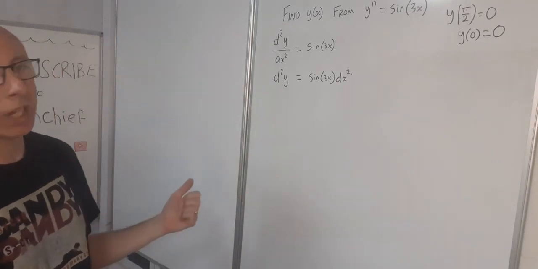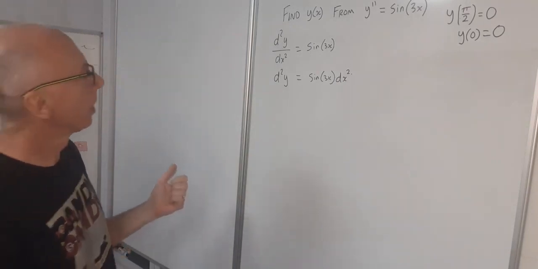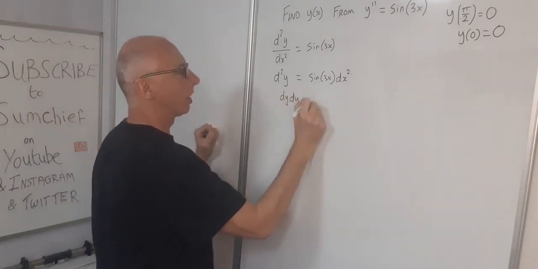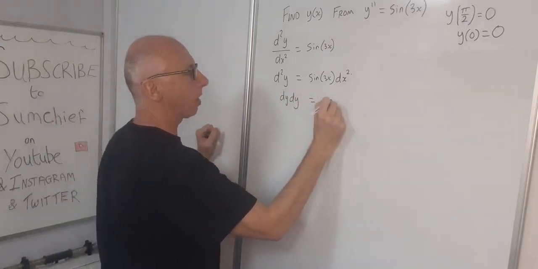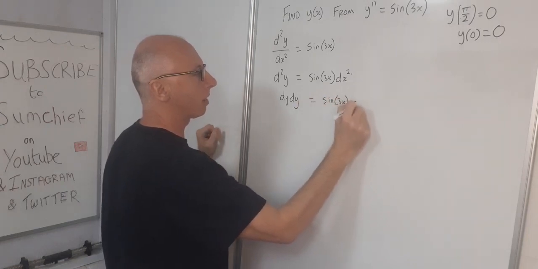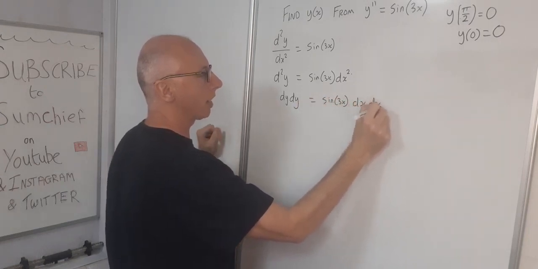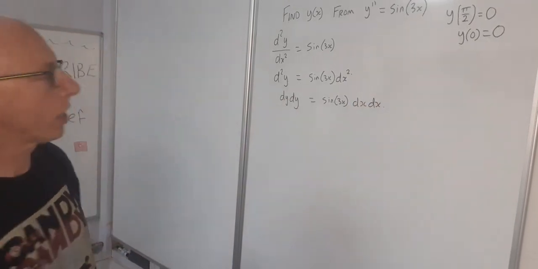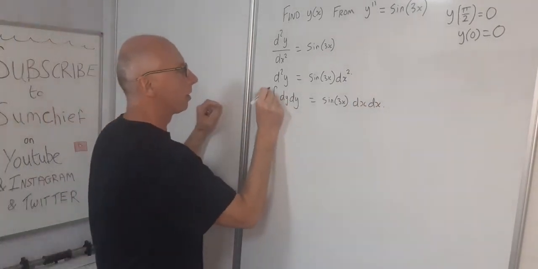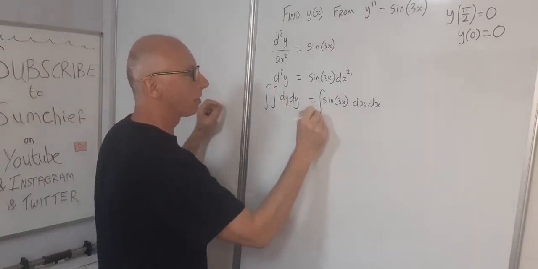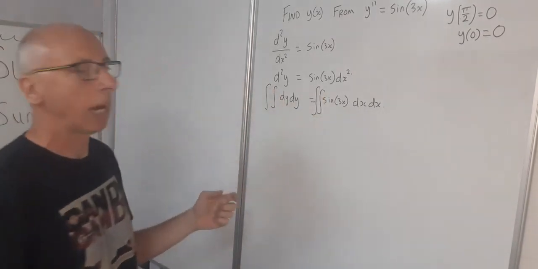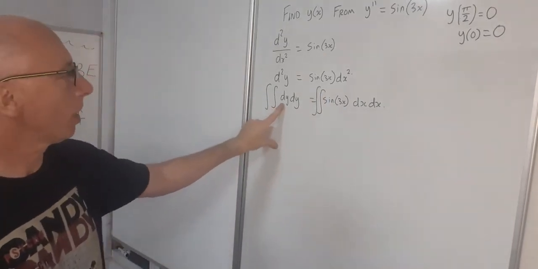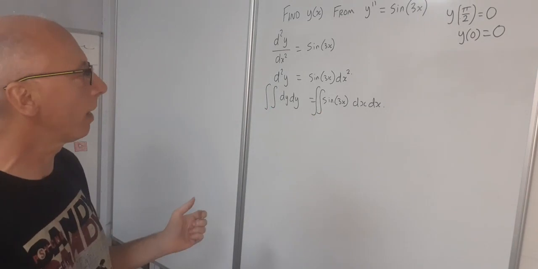Now if you want, you can change the way that this is written. What we could do is the dy twice, and that equals sine of 3x dx dx. So all we're going to do now is put two integration symbols in each one, and we're going to integrate twice. So, integral of dy, we start from the inside and work our way out.